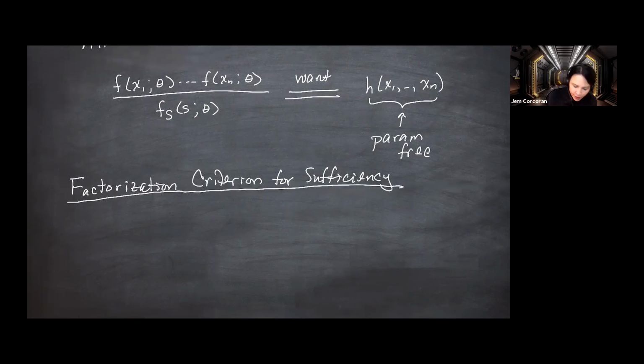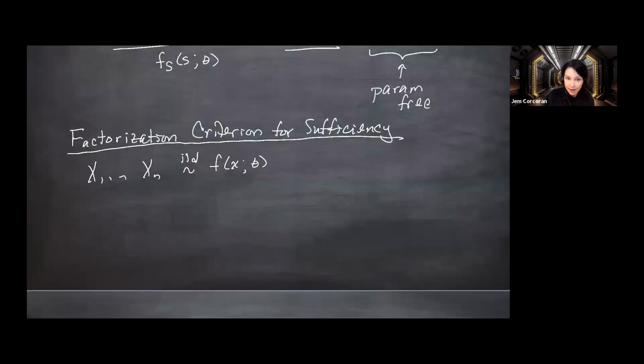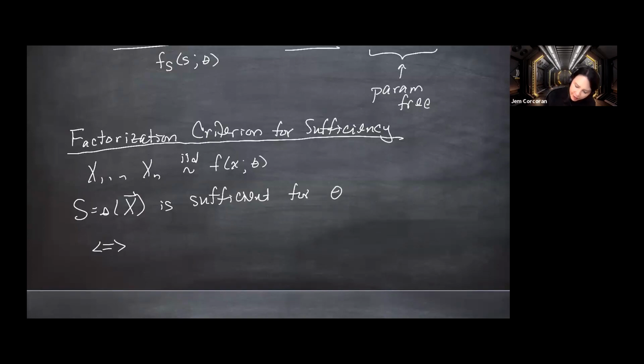So it says the following. It says that X1 through Xn are IID from a distribution with some PDF f that depends on theta. And it says that a statistic S, which is some function of the x's, is sufficient for this model or this parameter theta if and only if the joint PDF factors into a function of the x's only, which I'm going to call, just like I did above, h of x, and another function that depends on the x's only through the sufficient statistic.